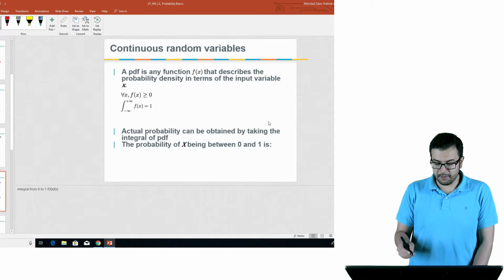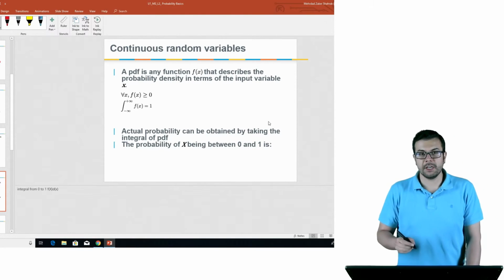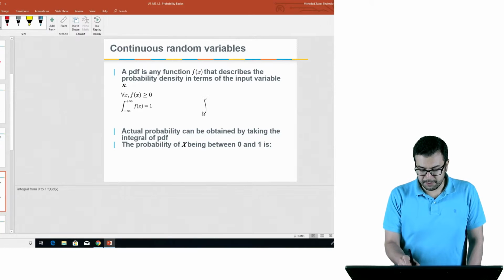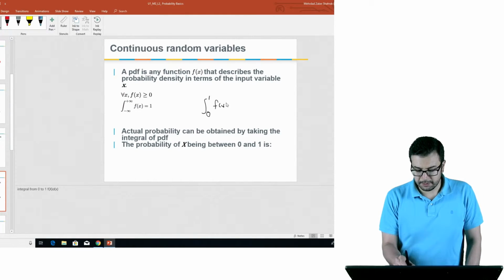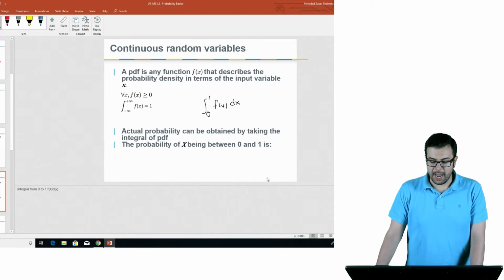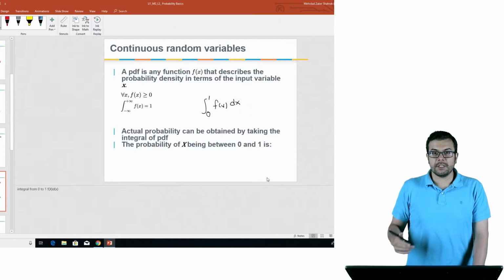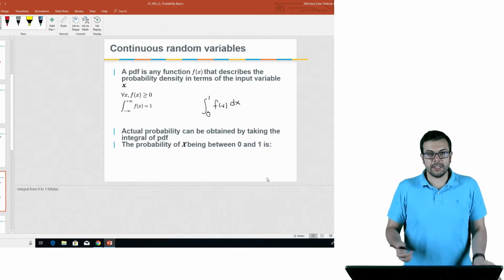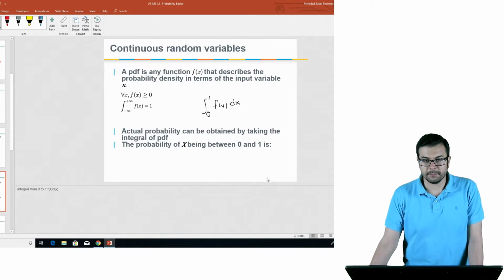For instance, if I want to find the probability of this function between 0 and 1, I have to take the integral between 0 and 1. Actual probability can be obtained by taking the integral of the PDF.